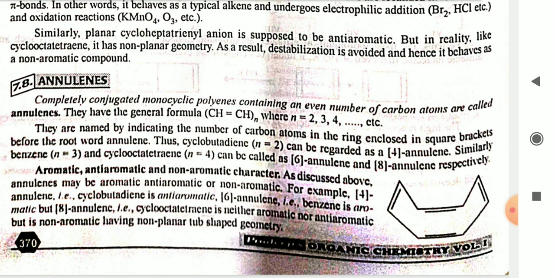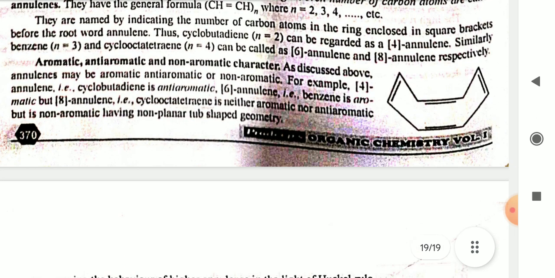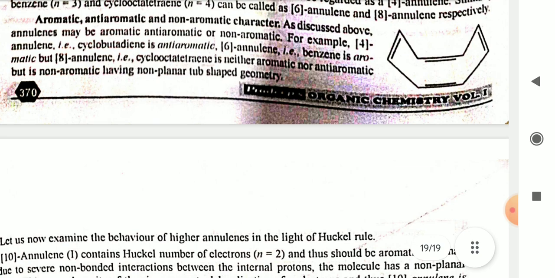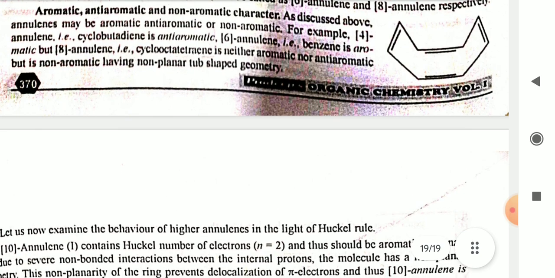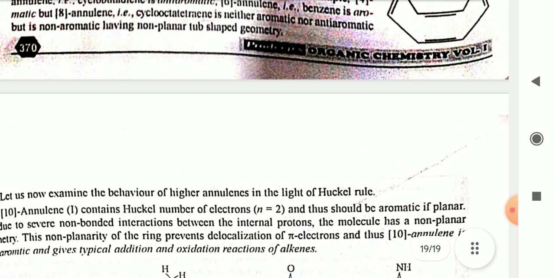Aromatic, anti-aromatic, and non-aromatic character I discussed above. Annulenes may be aromatic, anti-aromatic, or non-aromatic. For example, [4]annulene, cyclobutadiene, is anti-aromatic, [6]annulene, benzene, is aromatic, but [8]annulene, like cyclooctatetraene, is neither aromatic nor anti-aromatic but is non-aromatic, having non-planar tub-shaped geometry.